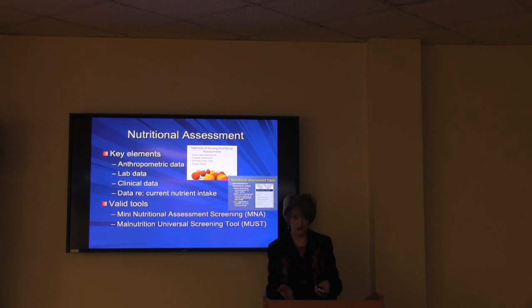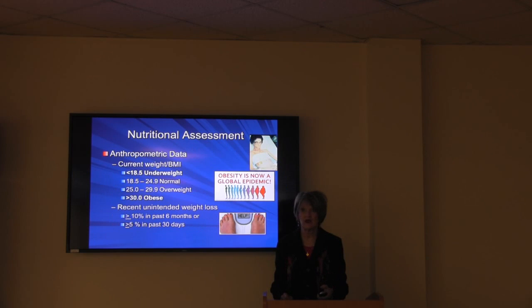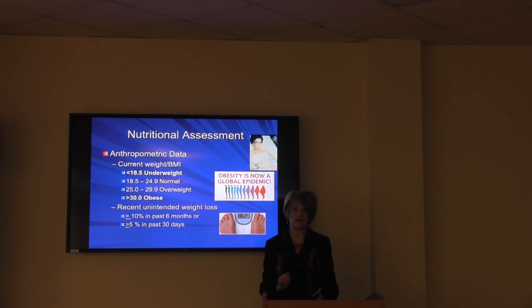There are some great tools on the market. The 2 that are most commonly referenced are the Mini Nutritional Assessment Form and the Malnutrition Universal Screening Tool, so MNA and MUST. You may very well be using those forms in your agency. If not, you might want to go online and download them and just see, hey, could this improve our ability to quickly and accurately perform a nutritional assessment? Okay, let's talk about anthropometric data.